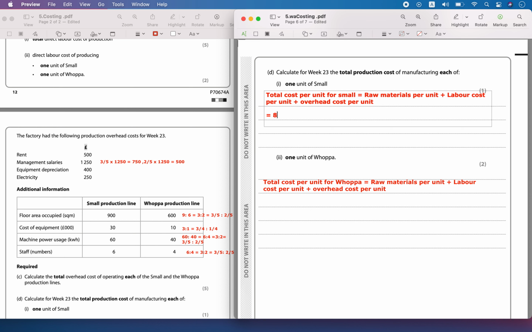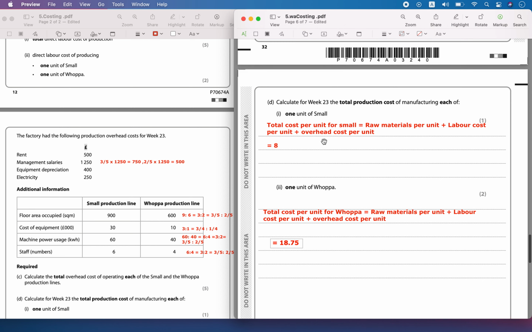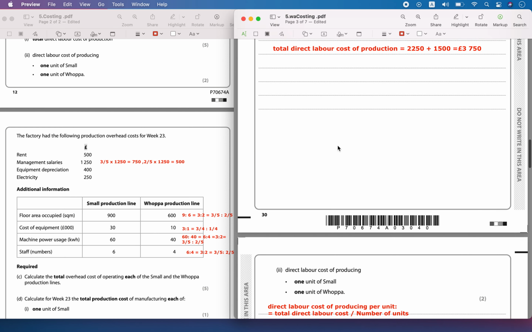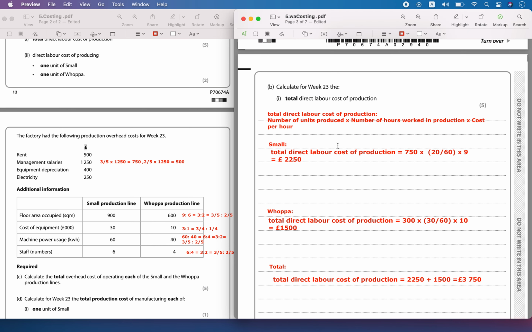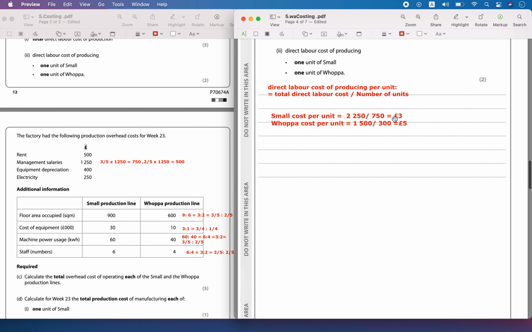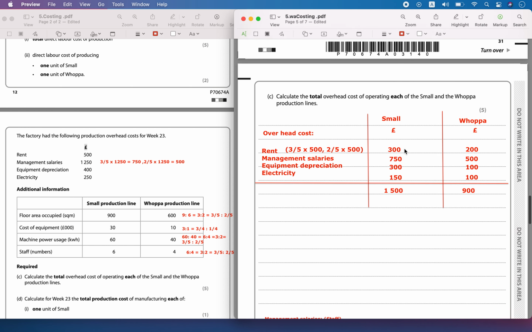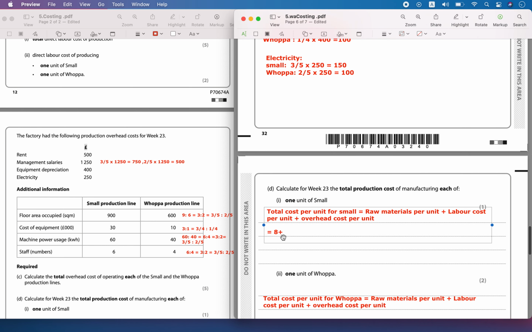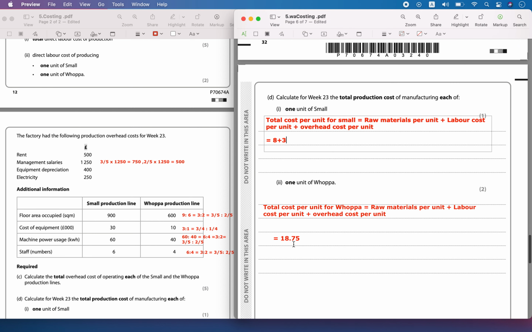So for the small it is 8 pounds, and for this one it is equal to 18.75. Then we have the labor cost per unit for the small and WAPA. The labor cost was 3 for one and 5 for the other. So this one was 3 and here it is 5.